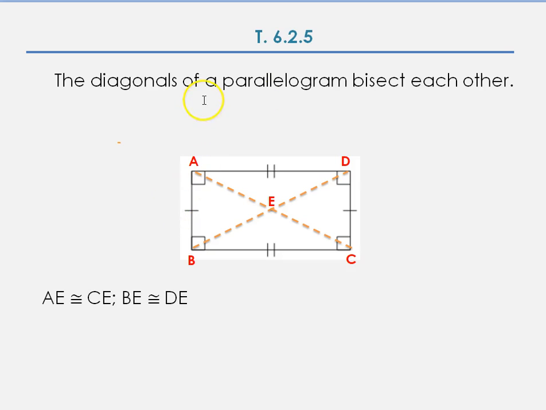Now the diagonals of a parallelogram bisect each other. So once we've drawn 2 diagonals, that's from vertex to opposite vertex, what we've done is actually divide them in half. This is one of the characteristics of the parallelogram. So that means now that AE would be congruent to CE, and BE would be congruent to DE.